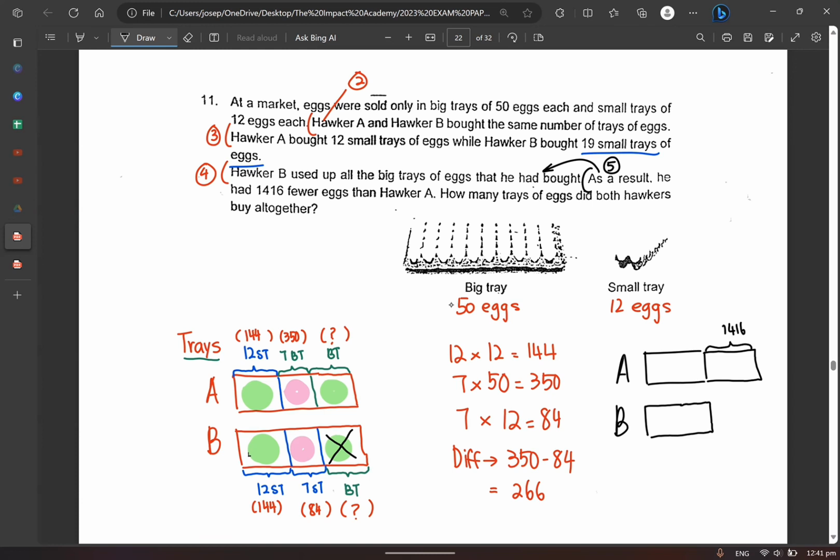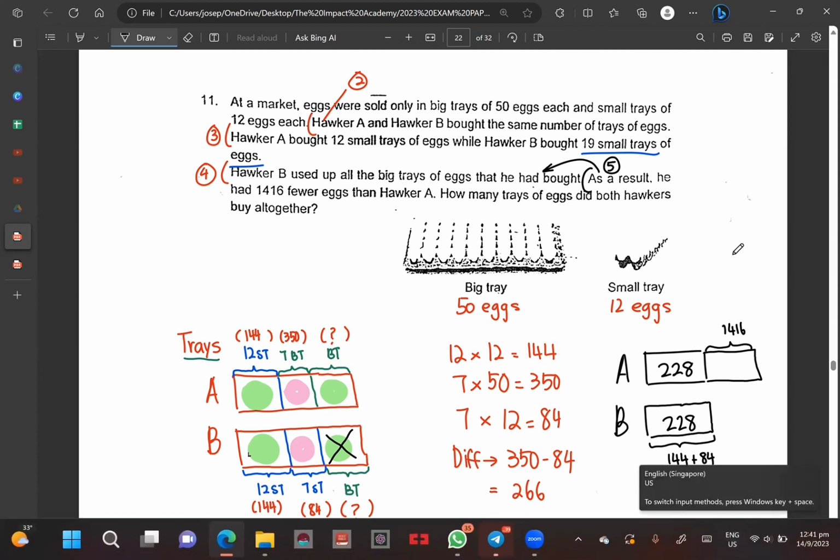Okay, so let's show the number of eggs for B, because B doesn't have this one over here. Okay, B only has these two. Okay, so we are going to say that whatever there is over here is just 144 plus 84. Okay, 144 plus 84, we get 228. So we are going to show 228 over here. And if this is 228, then this is also 228.